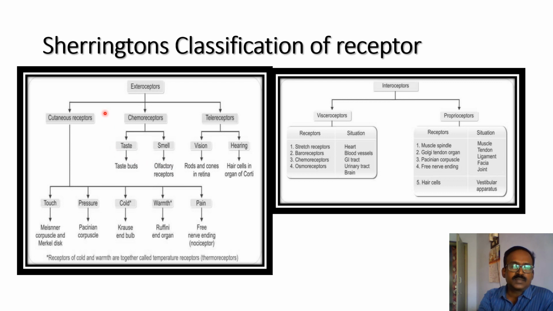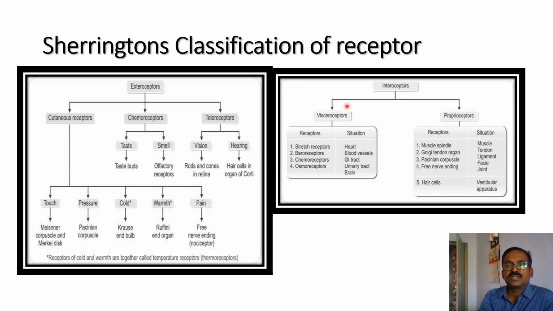Cutaneous receptors are very important. Touch is sensed by Meissner's corpuscles and Merkel discs. Pressure and vibration are sensed by Pacinian corpuscles. Cold sensation is sensed by the Krause end bulbs. Warm sensation is sensed by the Ruffini end organs. Pain sensation is sensed by the free nerve endings.